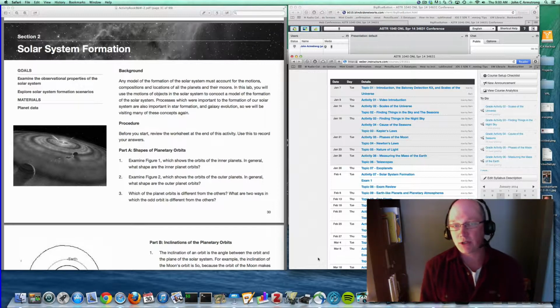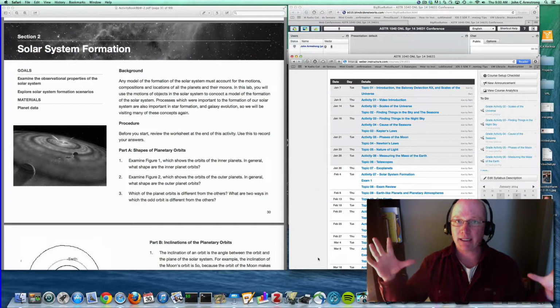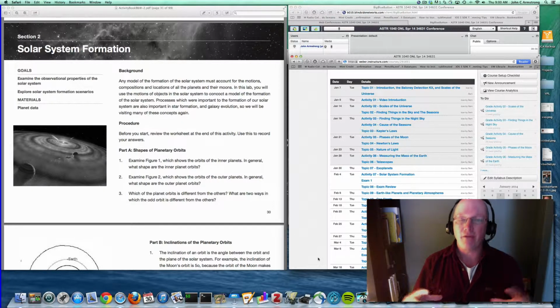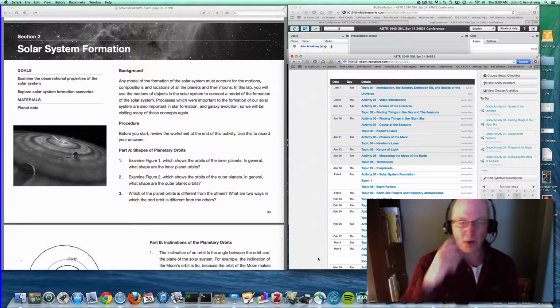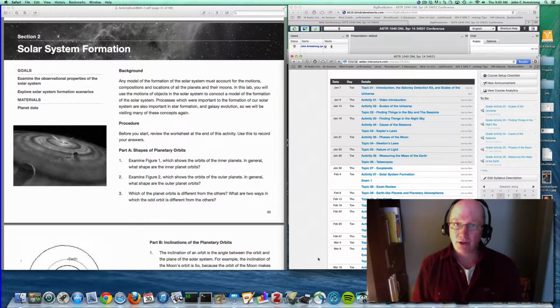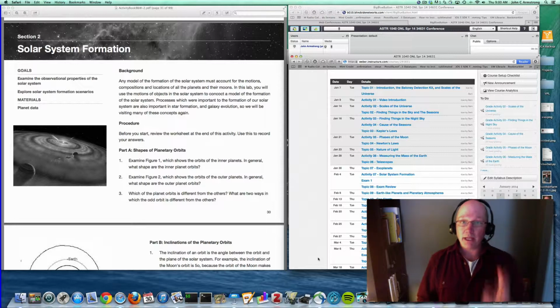A little bit later we'll talk about star formation itself, but we want to talk a little bit about what happens to clouds of dust and gas as they collapse and form the disks that eventually wind up forming planets like our own. In your solar system formation activity, what you're asked to do is look at several pieces of evidence of our solar system to get an understanding of what sorts of pieces of information we have to explain with whatever solar system model we happen to come up with.